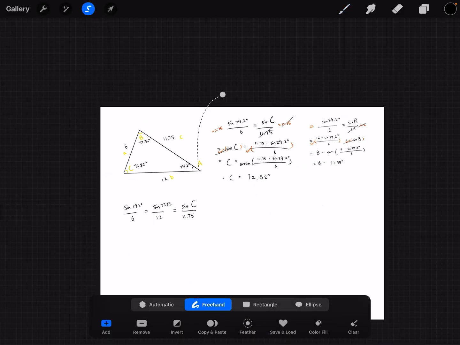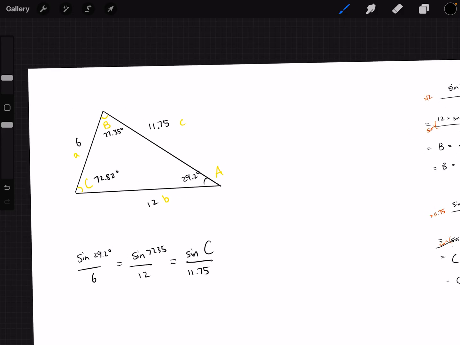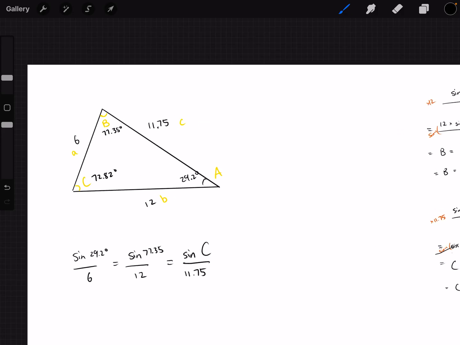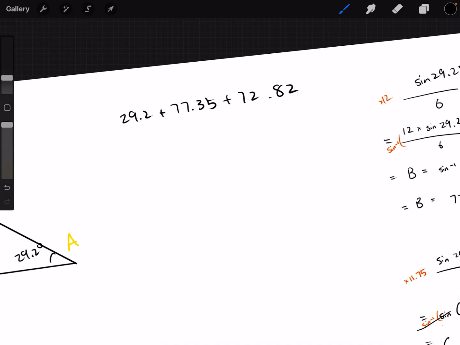We can double check our math by doing a basic gut check, right? We know that all three angles of the triangle should add up to 180, so let's try doing that. 29.2 plus 77.35 plus 72.82. We know it's going to be a little bit off because of rounding, but it shouldn't be too much.